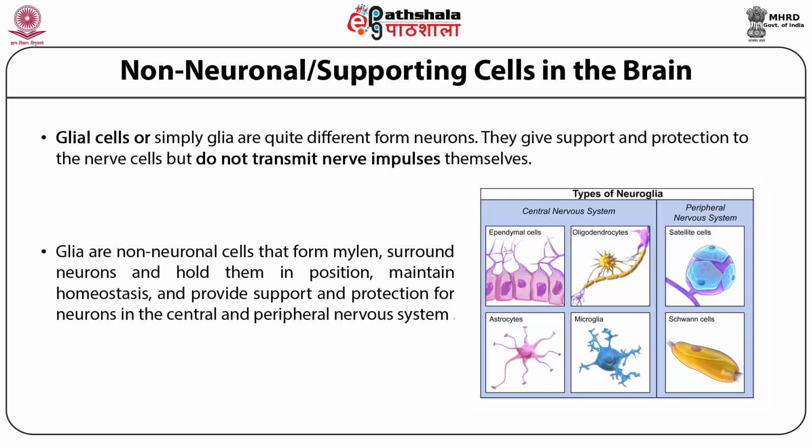The glial cells are non-neuronal cells that form myelin. They surround neurons and hold them in position, maintain homeostasis, and provide support and protection for neurons in the central and peripheral nervous system. There are different types of neuroglia in the central nervous system and the peripheral nervous system. This figure shows both types of glial cells.